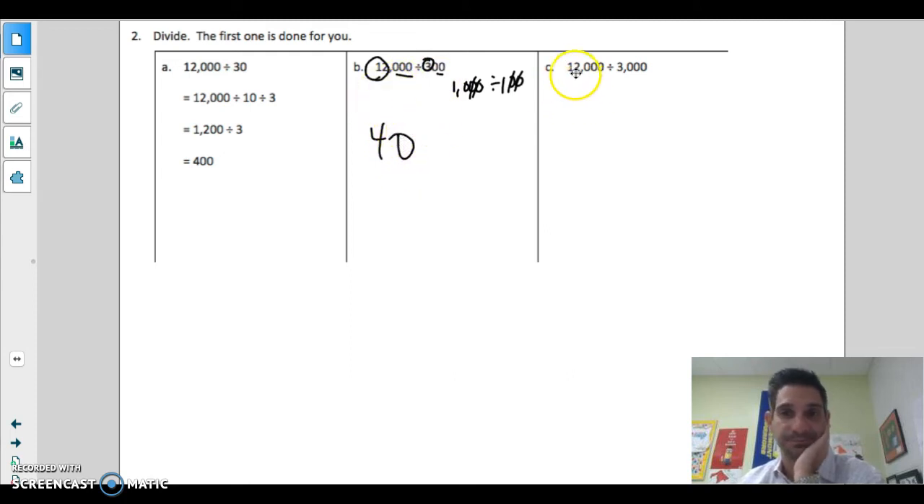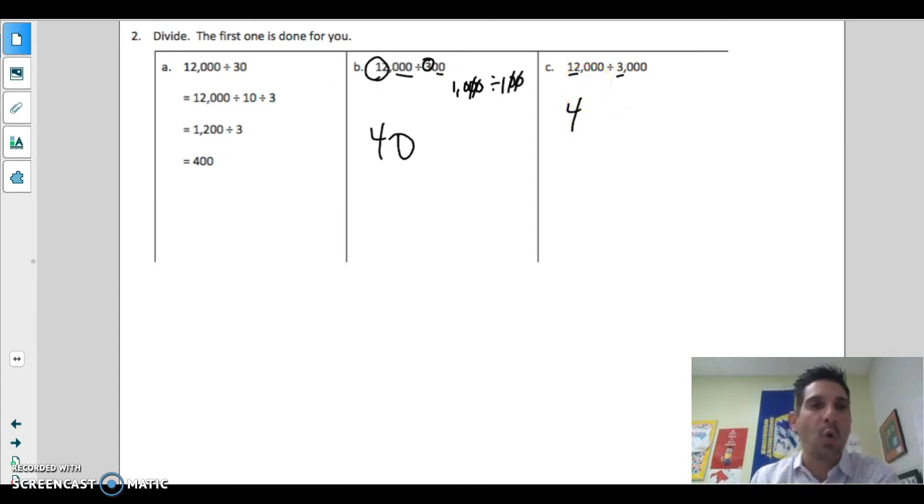This next one, basic facts, 12 and 3, that's 4. I have 1,000 divided by 1,000. Well, what's 1,000 divided by 1,000? 1. So it's 4. Okay? So just another way of kind of breaking it down.